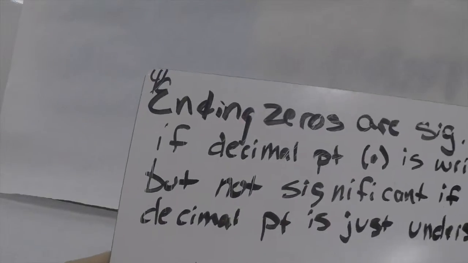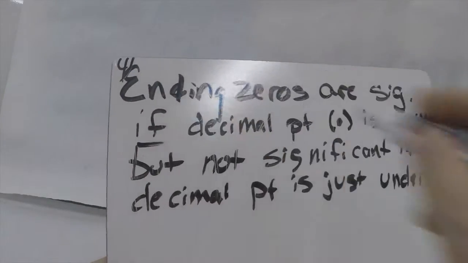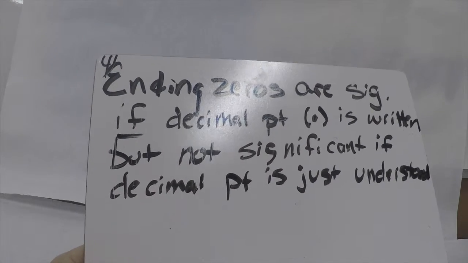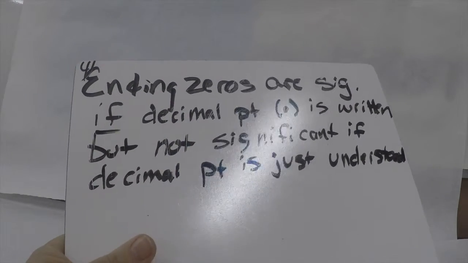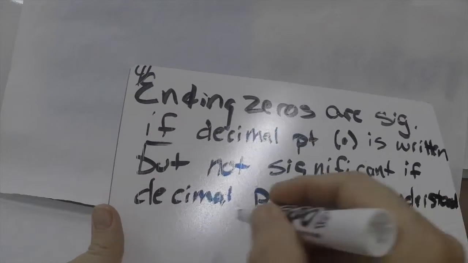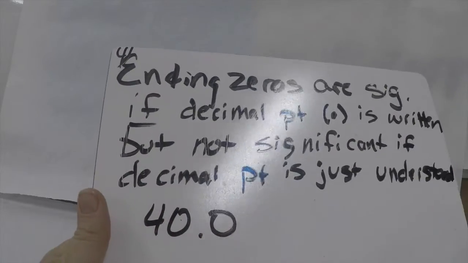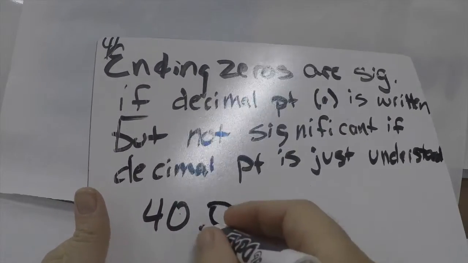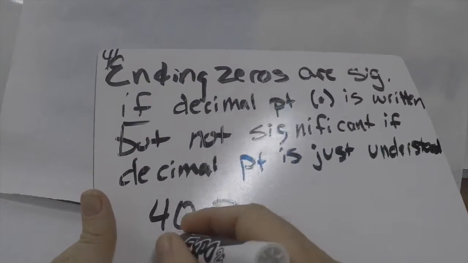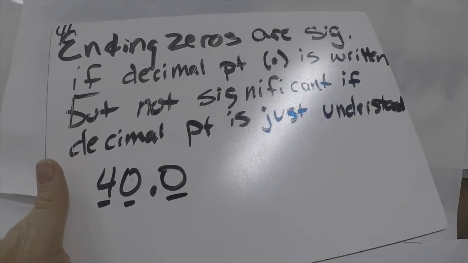Last rule, ending zeros are significant if the decimal point is written. But they're not significant if the decimal point isn't written, if it's just understood. So let's take the first one. Let's say that I write 40.0. Okay? If the decimal point is written, ending zeros are significant. Therefore, this one is significant because there's a decimal point.